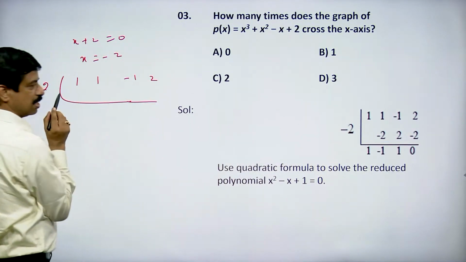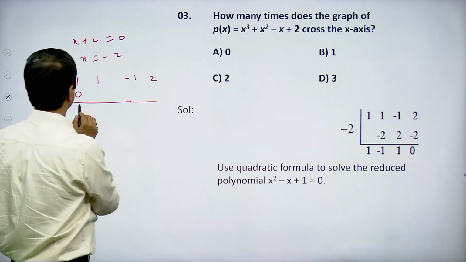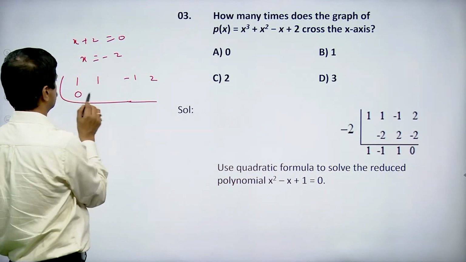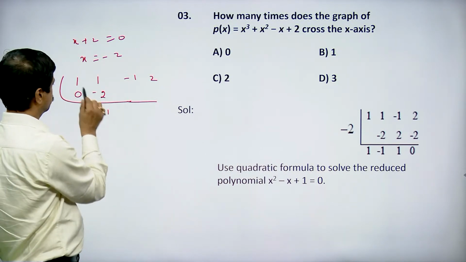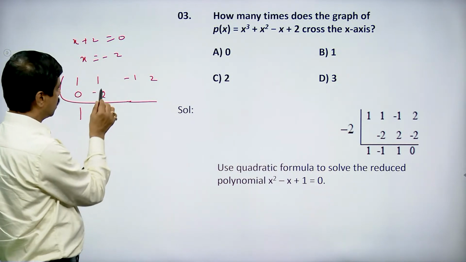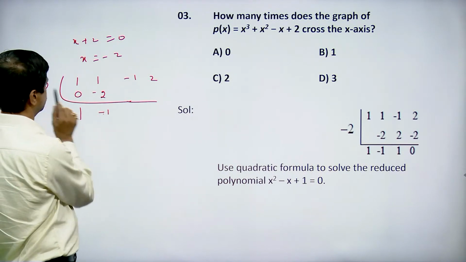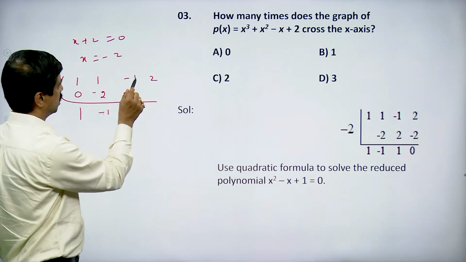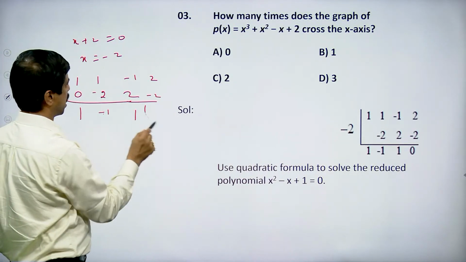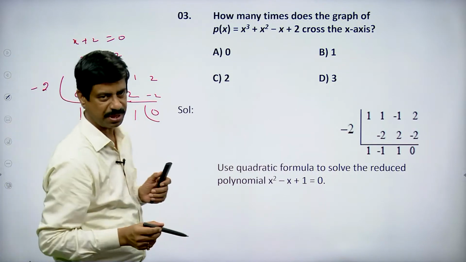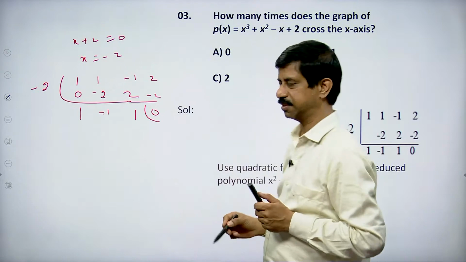I am repeating the same thing. We will start with 0. So, 1, 1 plus 0 is 1, 1 into minus 2 is minus 2, 1 minus 2 is minus 1. Add these two, you will get 1. 1 plus minus 2 is minus 1. Again, minus 1 into 2 is minus 2, minus 1 plus 2 is 1, 1 into minus 2 is minus 2, answer is 0. Therefore, remainder is 0, which means x plus 2 is a factor.